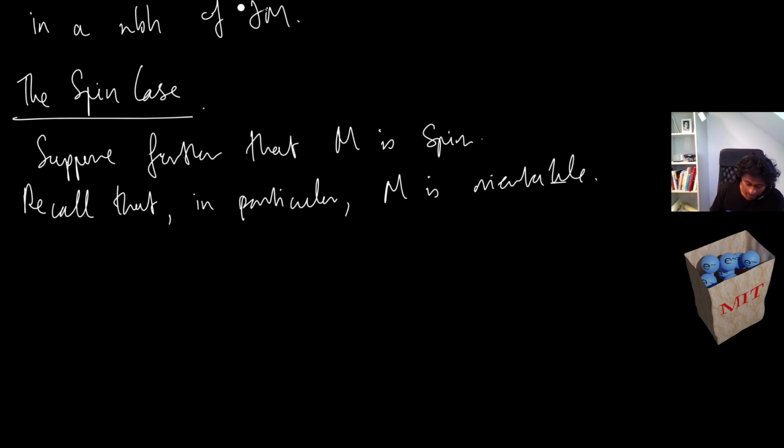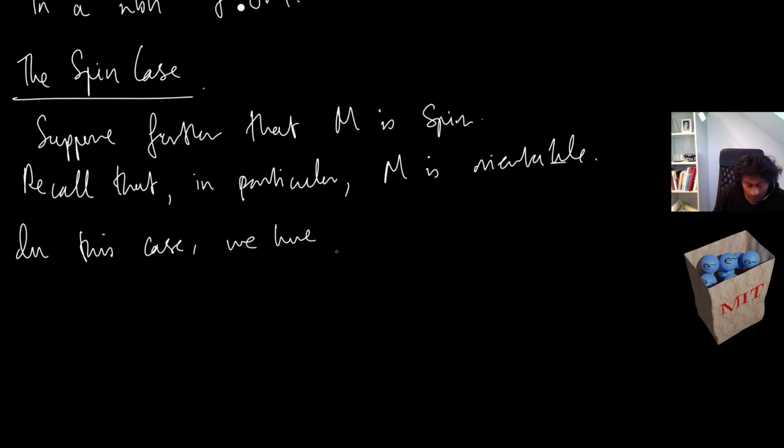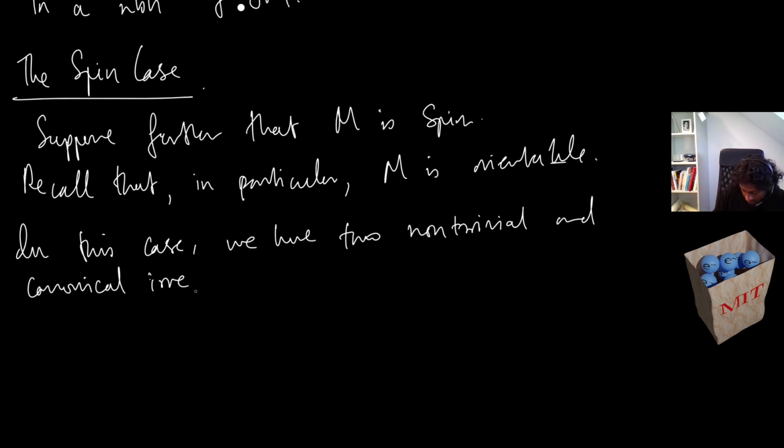Because we're in even dimensions, in this case we have two non-trivial and canonical irreducible representations.